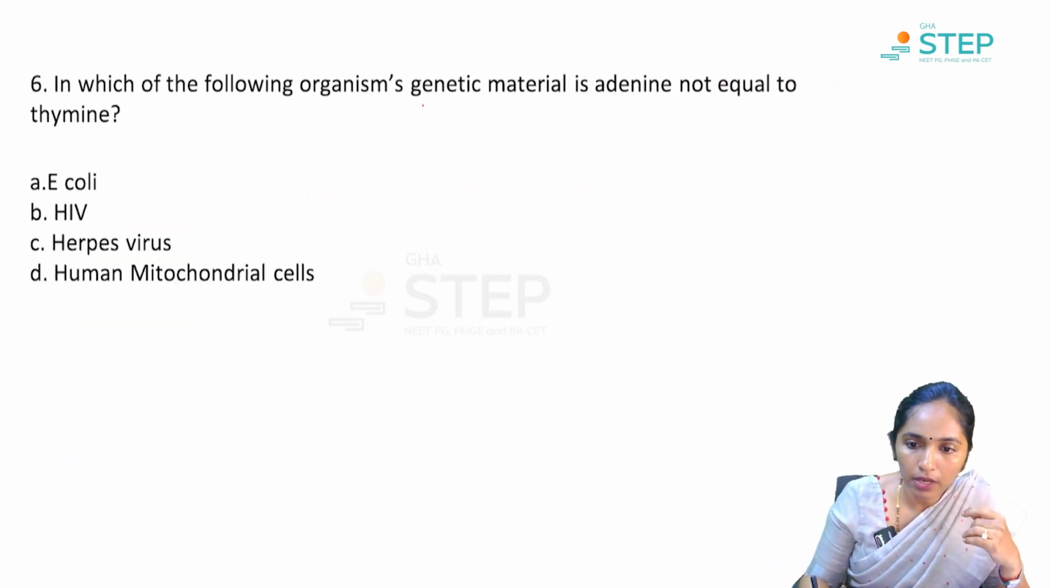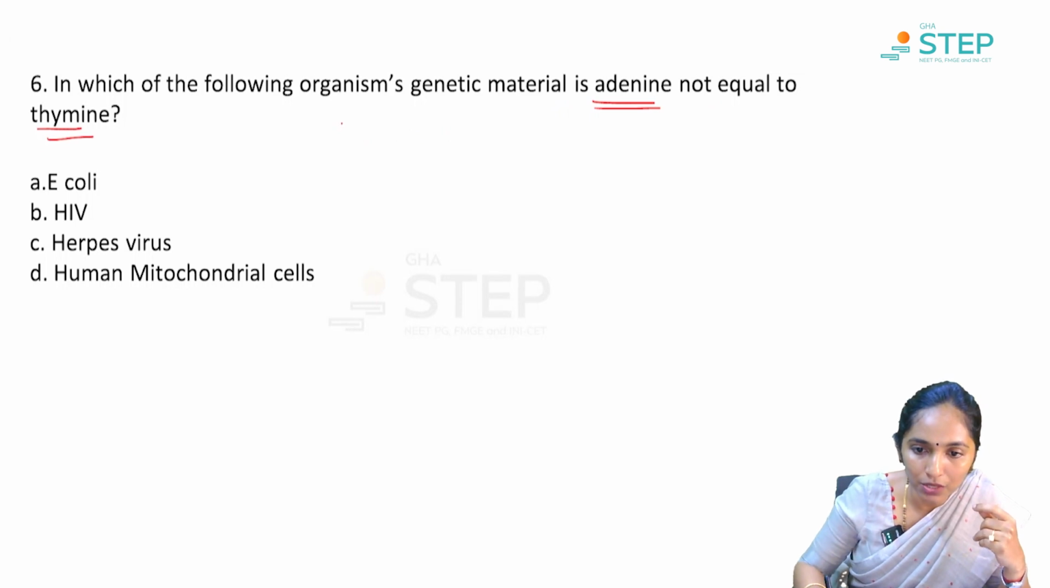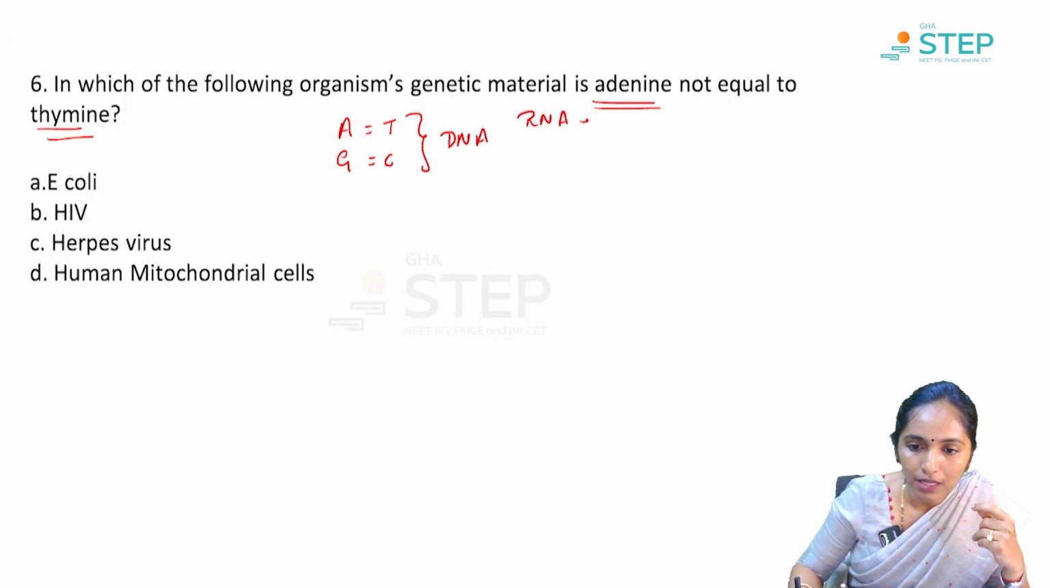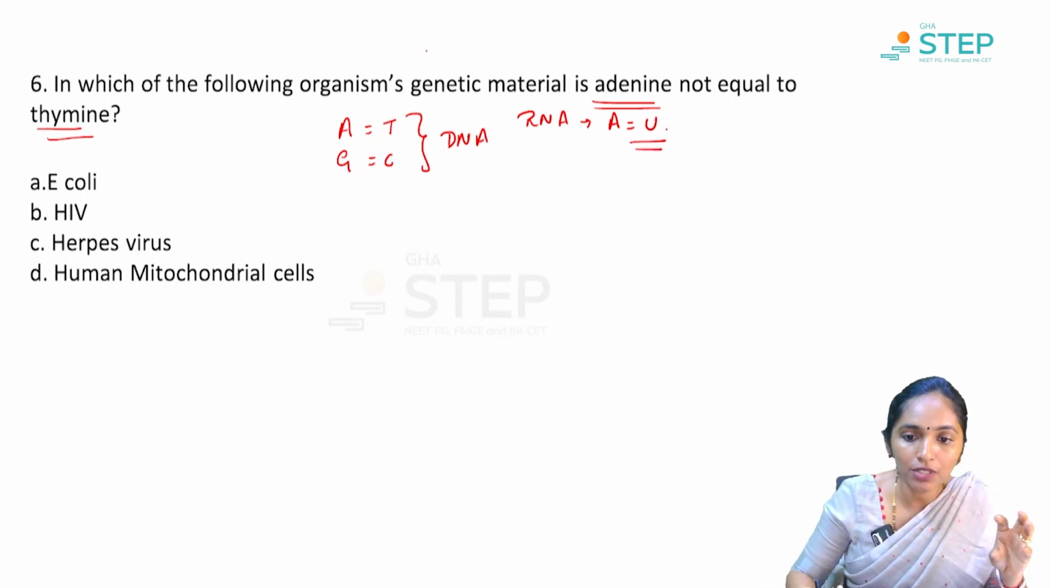In which of the following organisms is the genetic material adenine not equal to thymine? Yes, an interesting question. So as soon as we see this adenine and thymine, what should we know is A is equal to T and G is equal to C where? In DNA. Whereas in RNA, what happens? In RNA, A is equal to U, that is uracil, right? So what this simply means is, in which of these organisms the genetic material is not DNA, that means it is RNA. This is the simple meaning of the question.